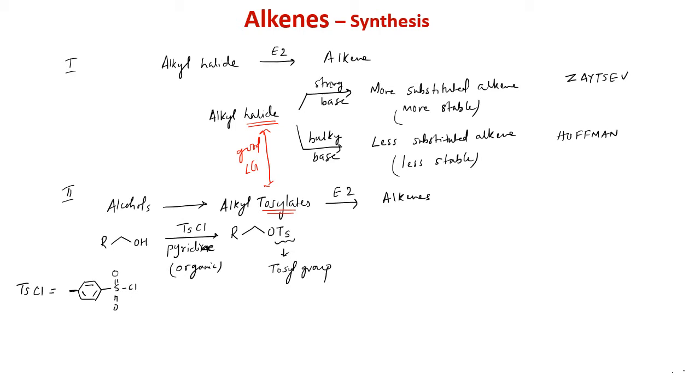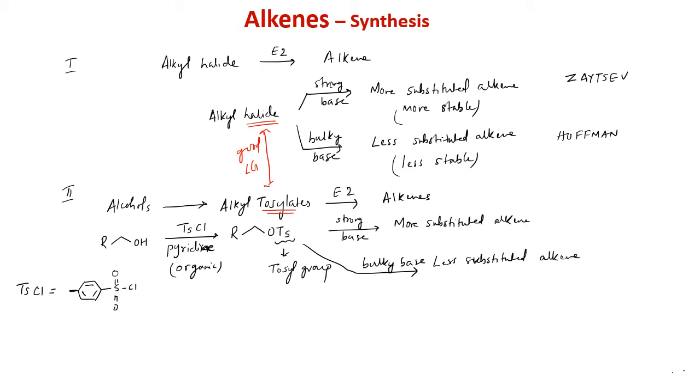So again, starting from a tosylate, you could react it with a strong base to get the more substituted alkene as the major product. Or you could react it with a bulky base, and this will give you the less substituted alkene as the major product. So the reactivity is very similar to alkyl halides. Okay, so that's the second method.